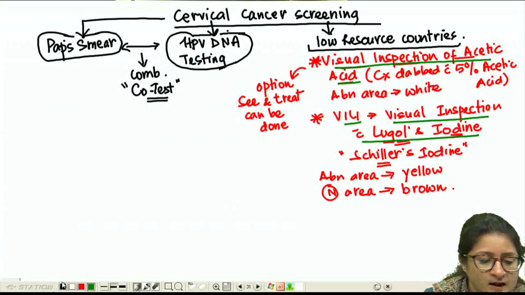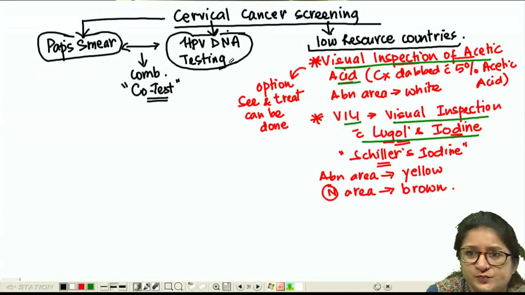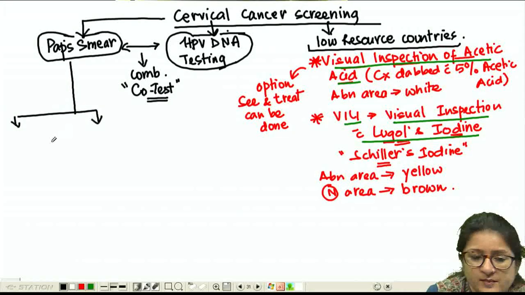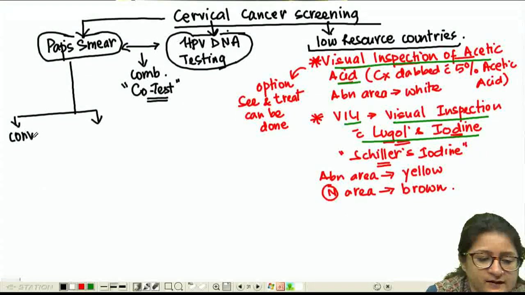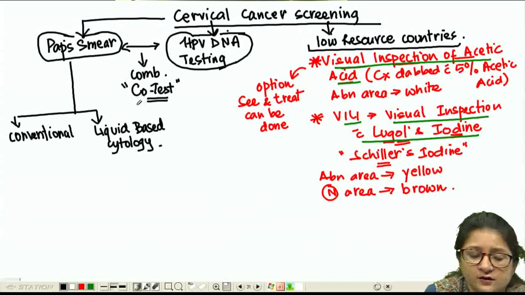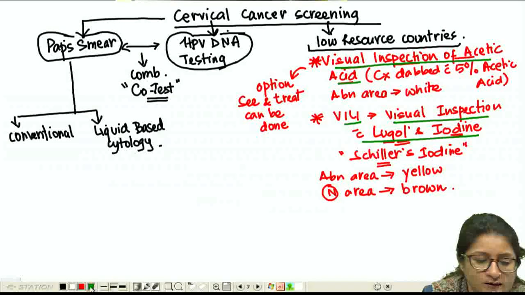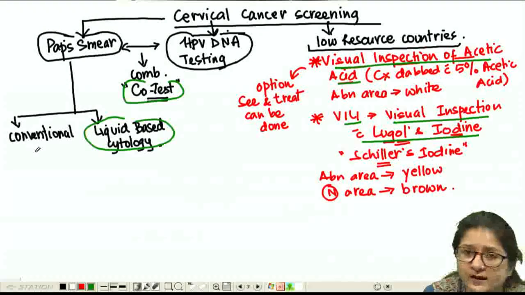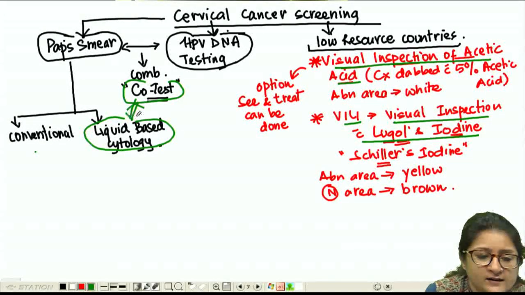Now, considering pap smear and HPV DNA testing, in the pap smear we have two types available: the conventional pap smear and the liquid based cytology. Whenever we are doing the co-test, we always have to do the liquid based cytology. Co-test cannot be done with conventional.